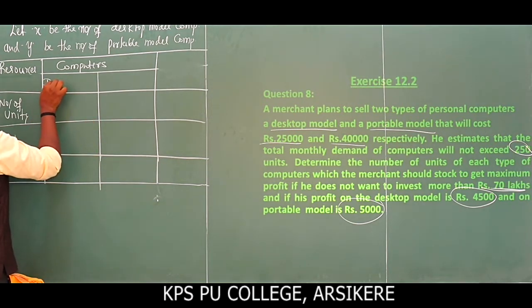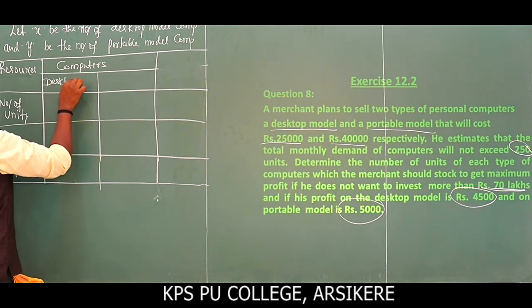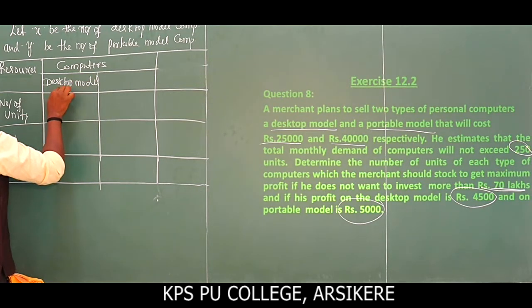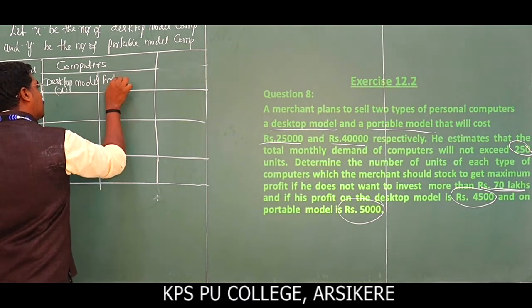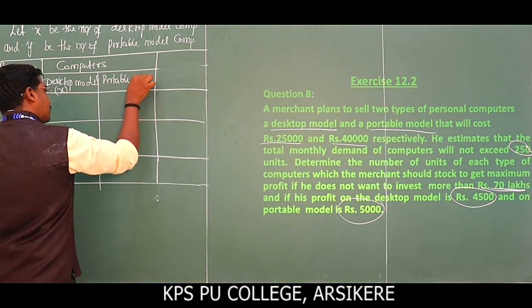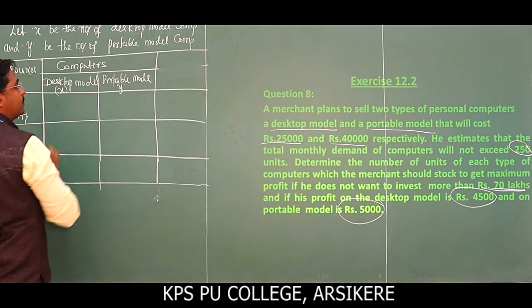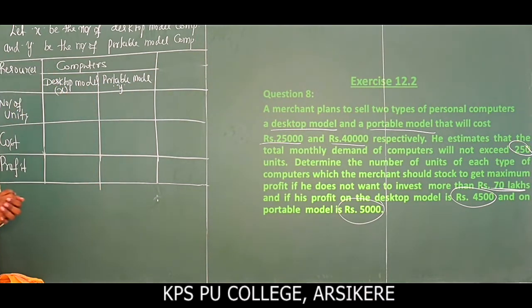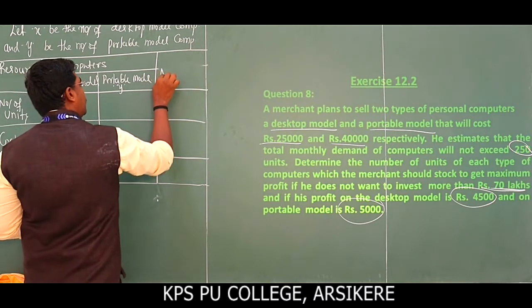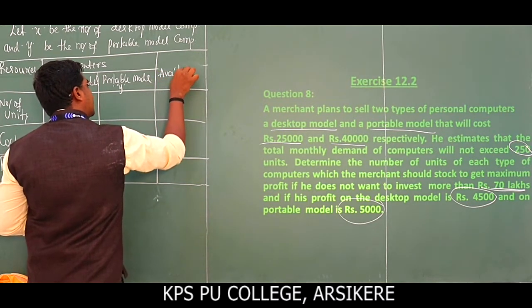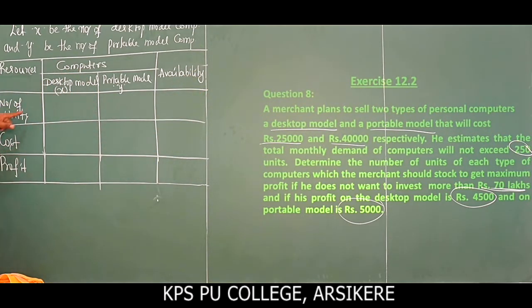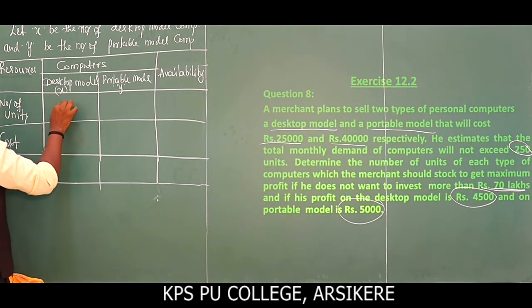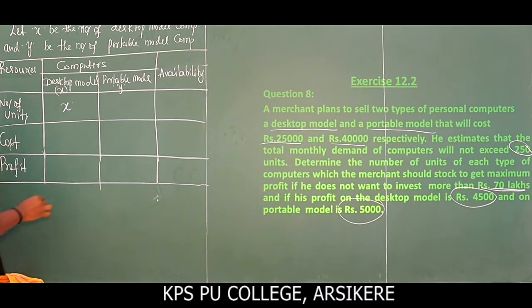I will take the first as the desktop model, and I will take its number as X. Similarly for the portable model, I will take this as Y. The last column I will take as availability, or you can take this as requirement. First, the number of units: the desktop model is X, and similarly the portable model is Y.